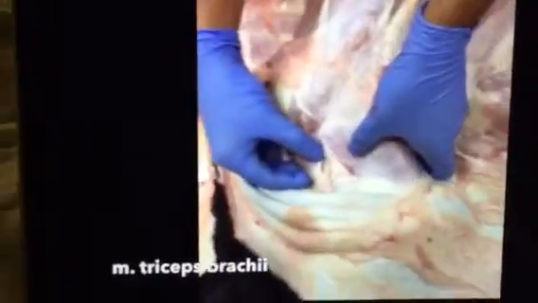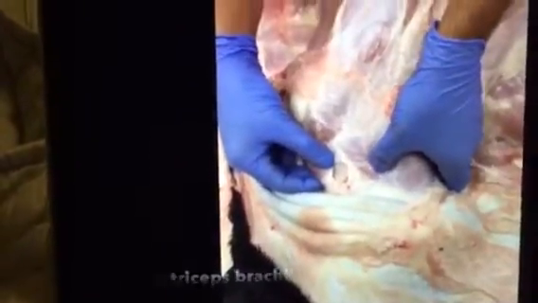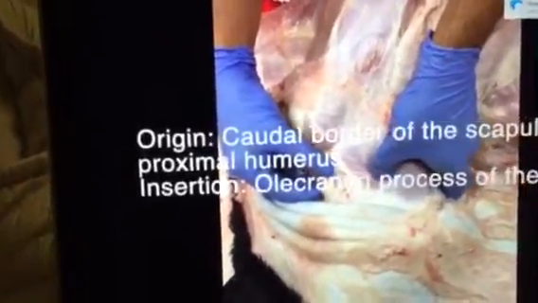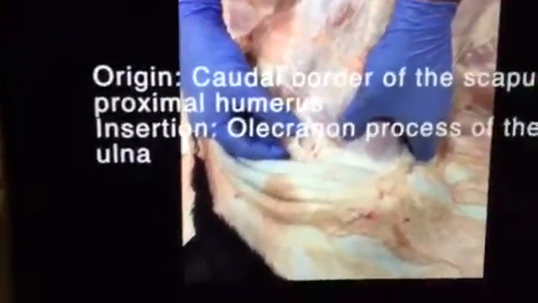The triceps brachii muscle originates at the caudal border of the scapula and proximal humerus and inserts in the olecranon process. Its primary actions are elbow extension and shoulder flexion.